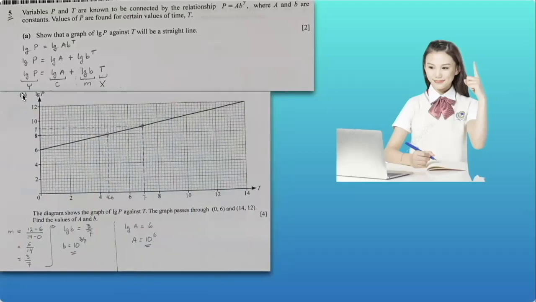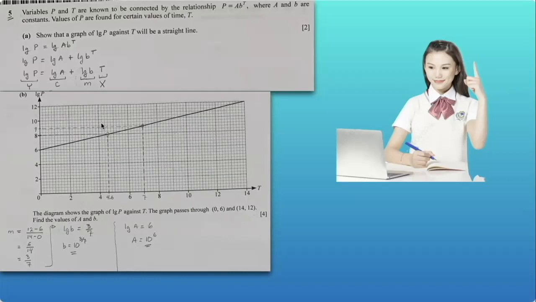And next, part B. The diagram shows the graph of lg p against t. The graph passes through (0, 6) and (14, 12). Find the values of a and b. Let's find b first. Now, b relates to log b, which is the gradient. So let's find the gradient.